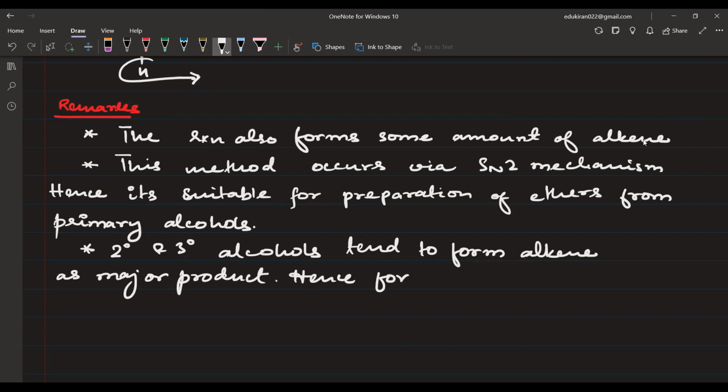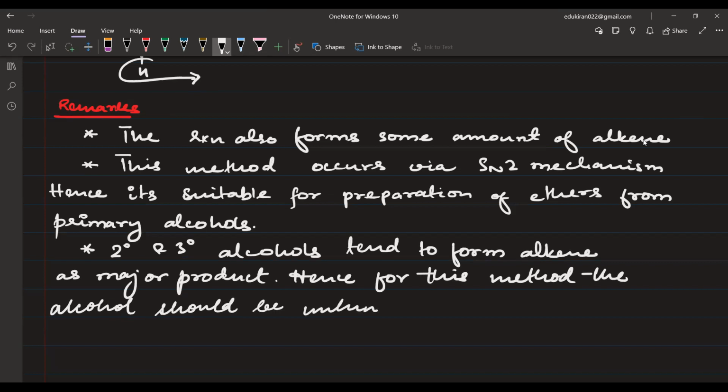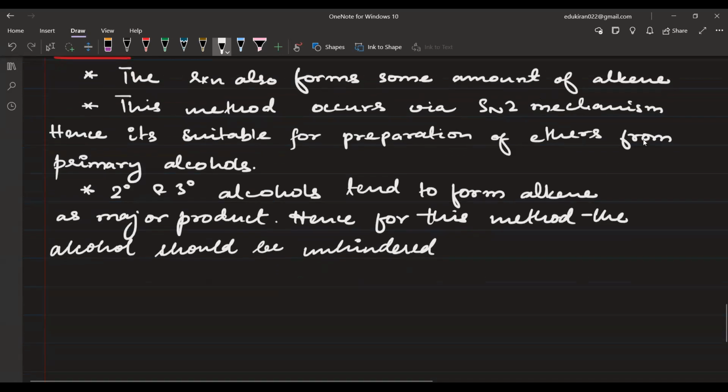Hence, for this method, the alcohol should be unhindered. It should be what? Unhindered. Right? Order of reaction.